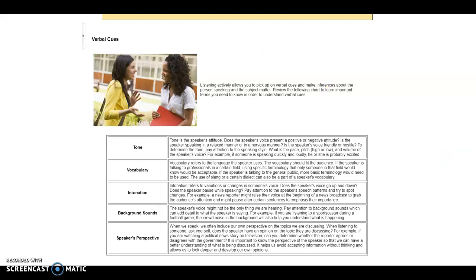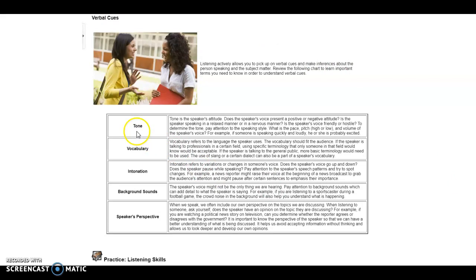And those verbal cues are listed for you in this chart: tone, vocabulary, intonation, background sounds, and speaker's perspective. So if you can pay attention to someone speaking and identify the tone they're using, which would mean the attitude they're using. So are they speaking in a positive or negative attitude? Are they speaking in a relaxed or a nervous manner? Are they speaking in a friendly or hostile way? So what is the attitude in which they're speaking? That can tell you a lot about what they're trying to say if you can identify the tone.